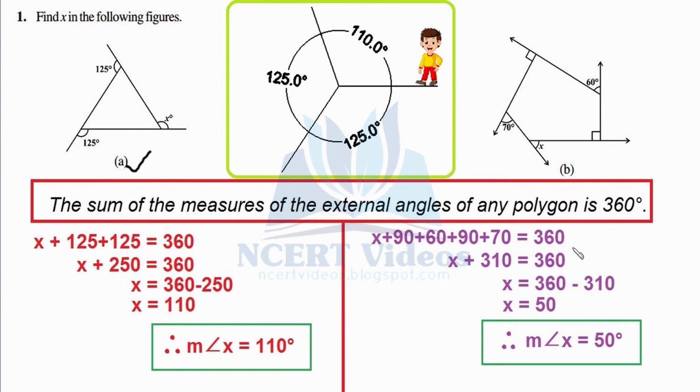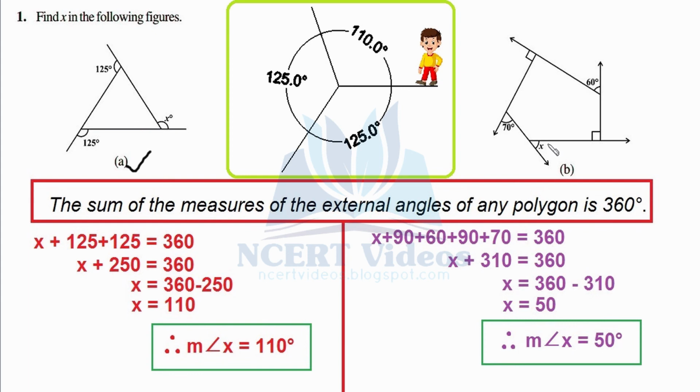Now it is just a matter of solving this equation. x as it is, let's add it up. 90 plus 90 is 180, 180 plus 60 is 240, 240 plus 70 is 310. So we got 310 equals 360 as it is. x as it is equal to, transposing positive 310 towards the right hand side, so we need to subtract it. Therefore 360 minus 310 came. Now x equals 36 minus 31 is 5, 0 as it is. Therefore again we are dealing with angles, therefore we need to write measure of angle x equals 50 degrees.